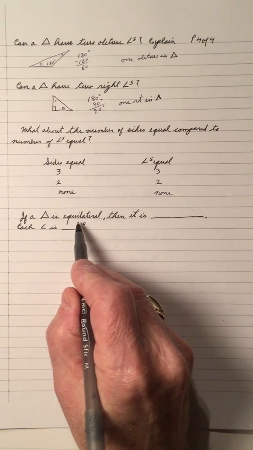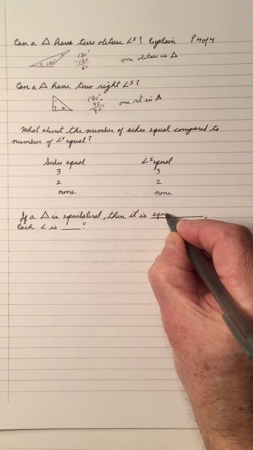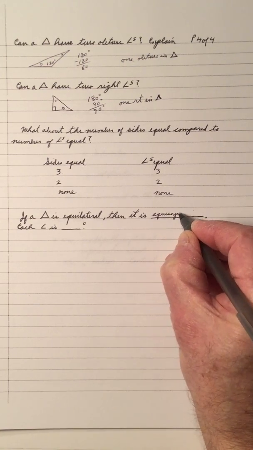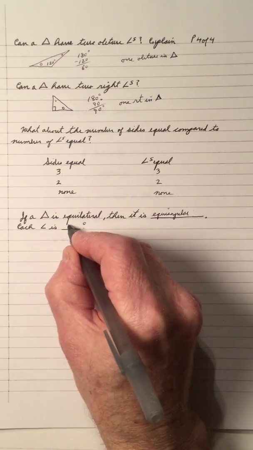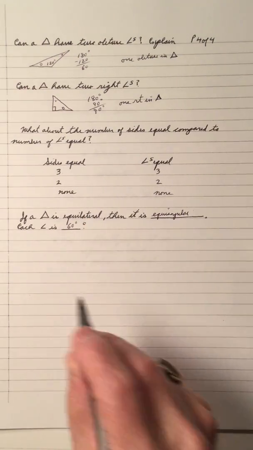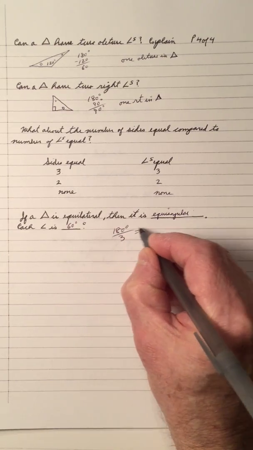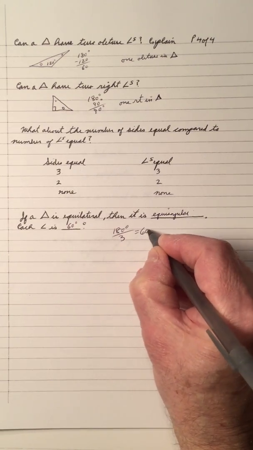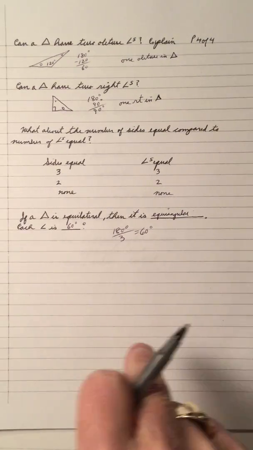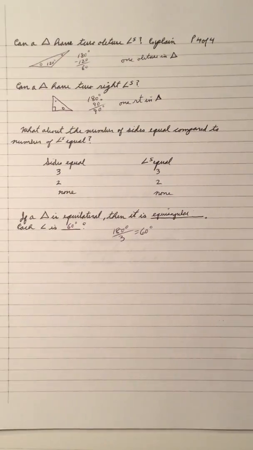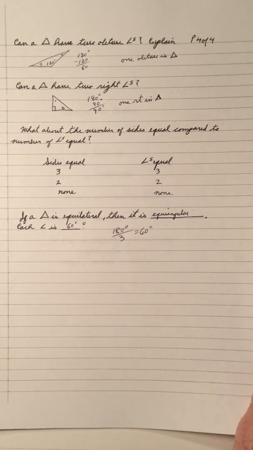If a triangle is equilateral, then it is equiangular. Each angle in an equilateral triangle is equal. 180 divided by 3 is the sum of the angles. It gives you 60 degrees each. So if a triangle is equilateral, it's equiangular. If it's equiangular, it's equilateral. That's just a review on the classification of triangles and their angles.